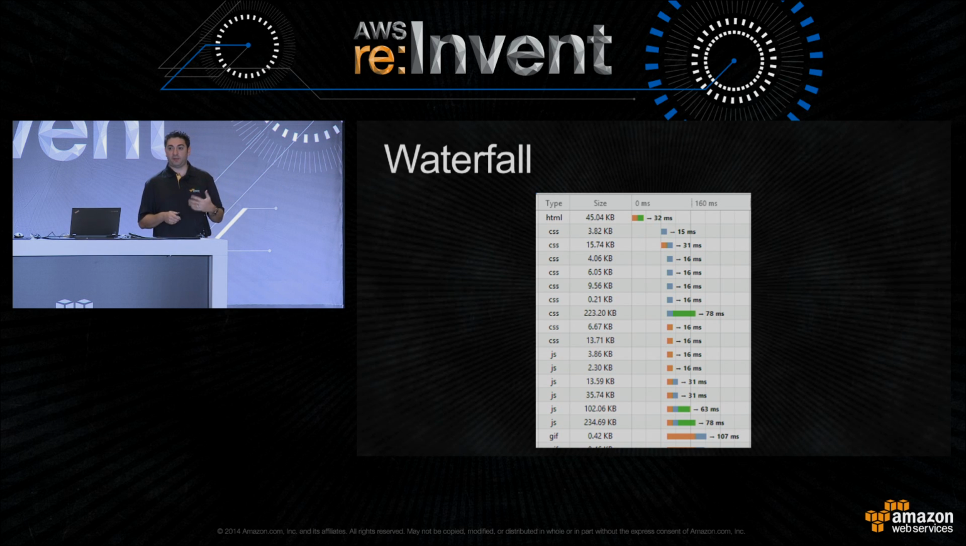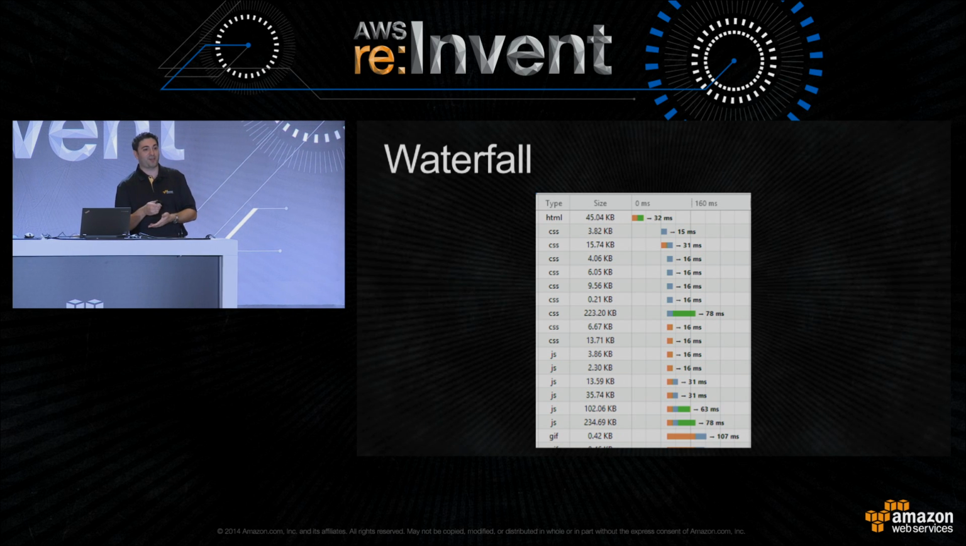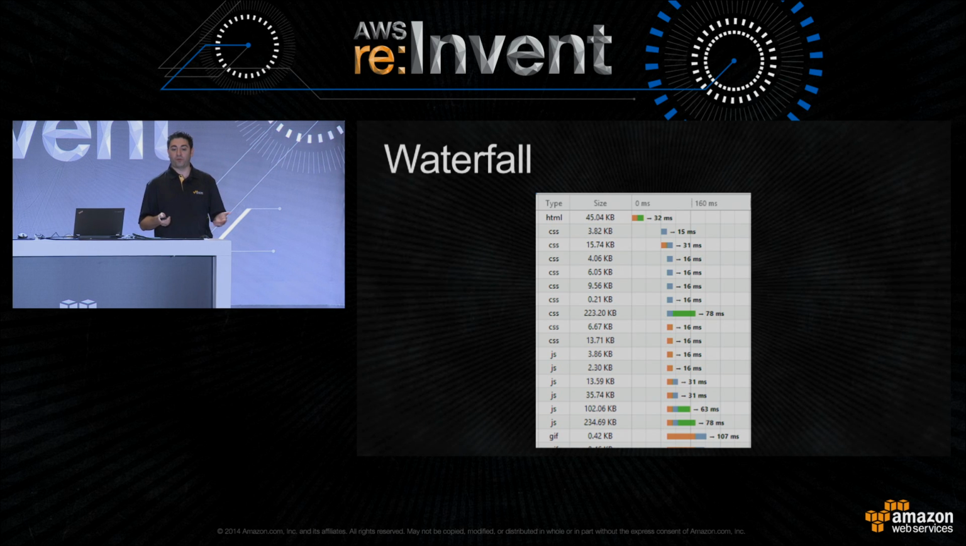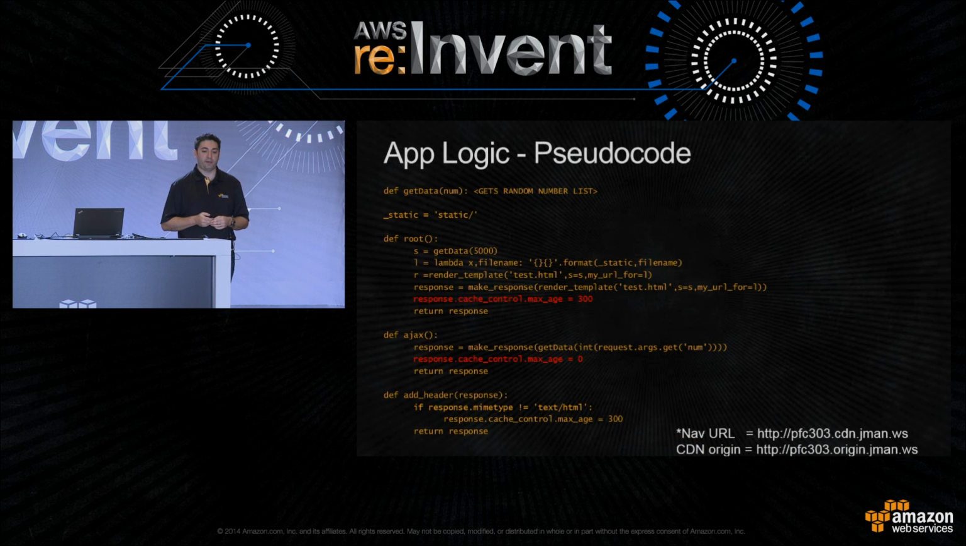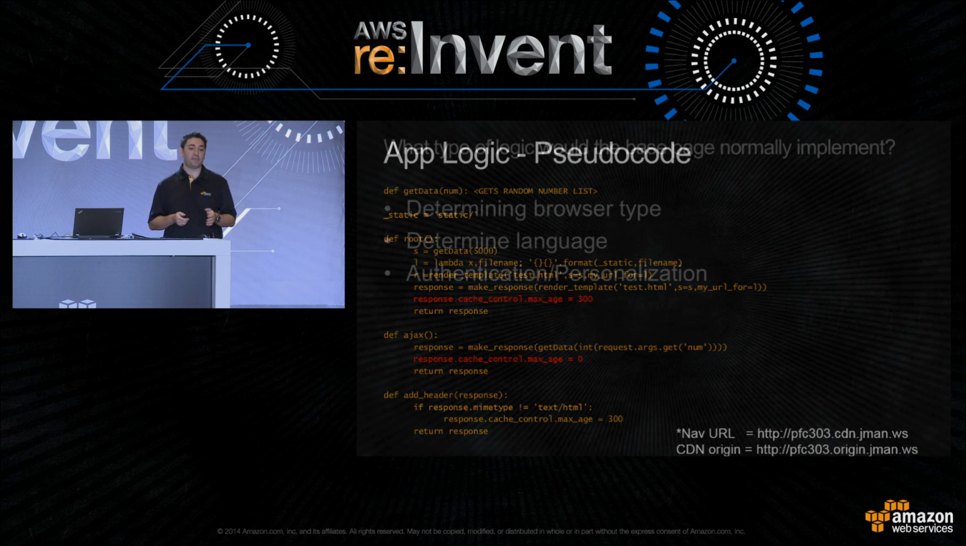Until we start getting the bytes of the base page, we don't know what the other 107 objects are to load, right? So the more we can do to accelerate that, the better we are overall, right? We can start doing things in parallel, which is the key to performance. So that's what this waterfall is showing here. And from my application, all I had to do was flip what I'm doing with the cache control headers, set the max age on the root object to be 300 seconds, and on the AJAX calls, I can leave that at 0, and that's it.